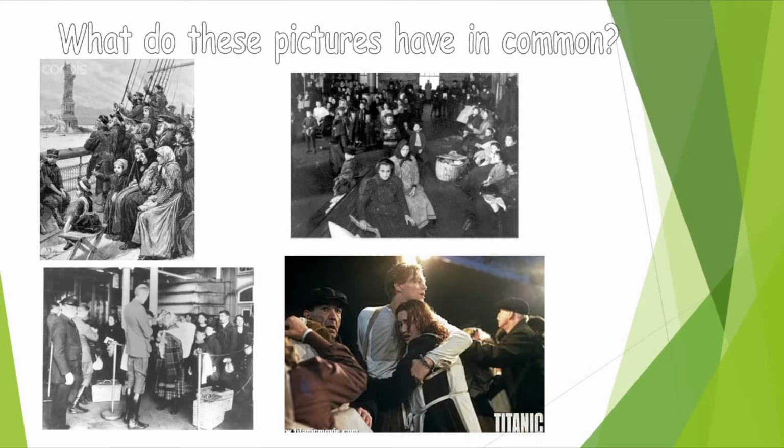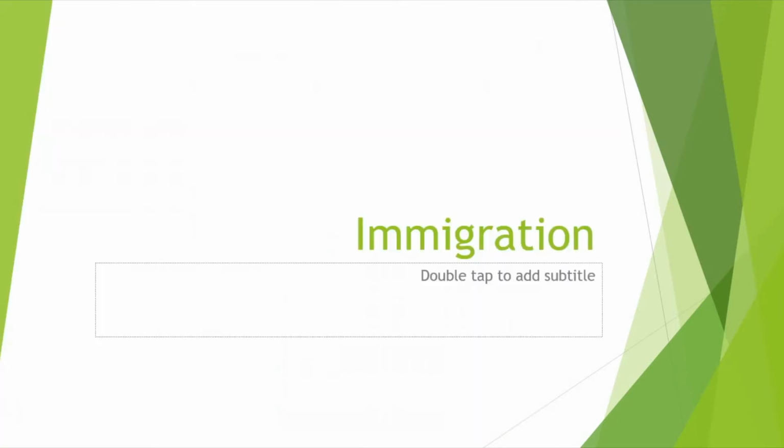What I'd like you to do to start today's lesson is to look at these four images and see what you can see that they have in common. So have a think about if there's any themes, anything you can notice that has a link between these four images. Now, the theme that you should have got for these four images is that of immigration.